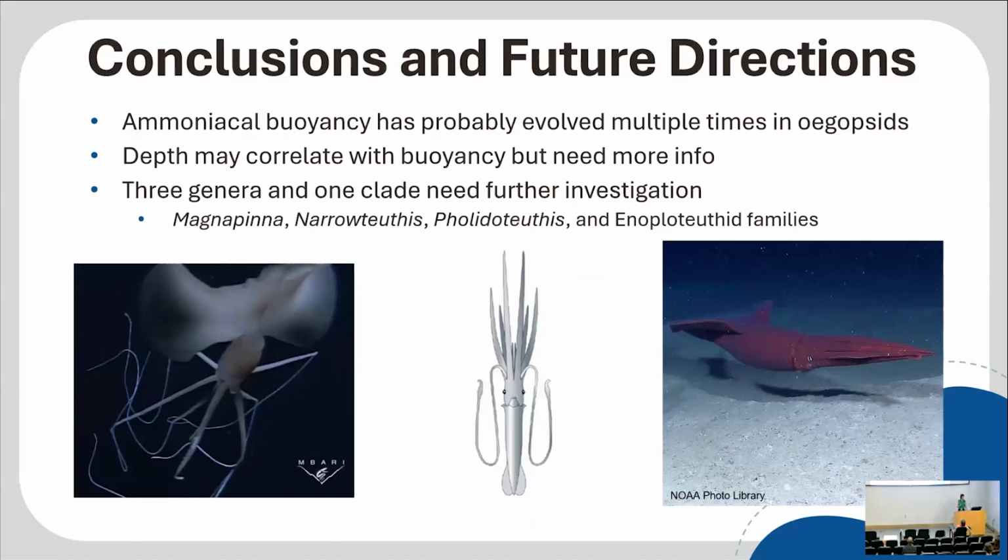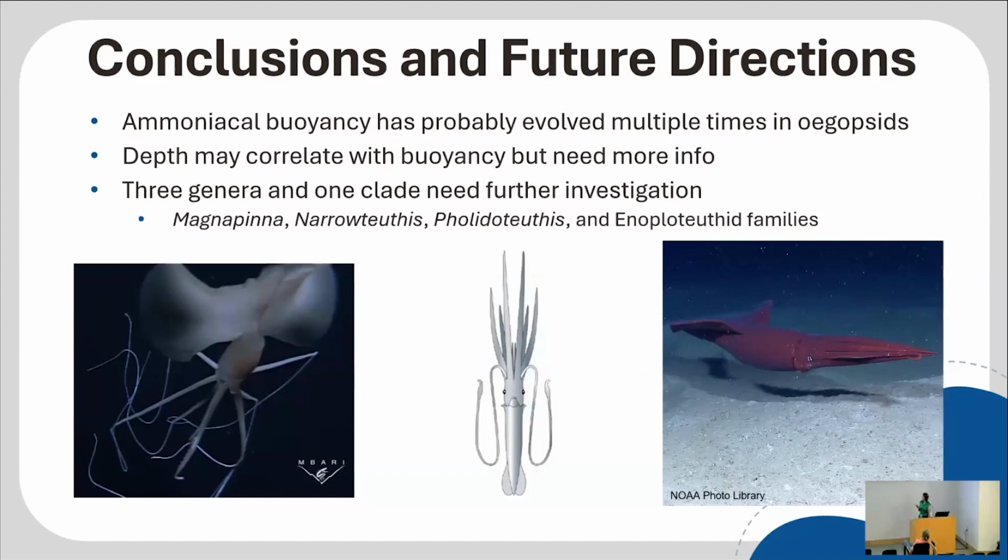Okay. So overall, ammoniacal buoyancy has probably evolved multiple times in egopsids. Depth may correlate with buoyancy, but we need more information. As of now, it does not. And then there are 3 genera and 1 clade that need further investigation. So Magnapinna, Narrowteuthis, and Pholidoteuthis are 3 genera that we have no data for, but they fall in an otherwise ammoniacal family. So based on all of their closest relatives, they probably have ammoniacal buoyancy.